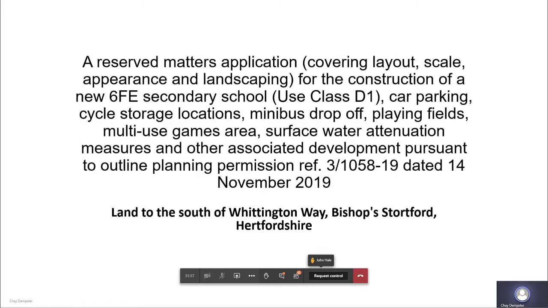The application site was within the Metropolitan Greenbelt prior to the adoption of East Herts local plan or district plan in 2018, and the site was allocated for development of up to 750 homes, employment land, schools, so employment use and other related development. And sustainable drainage. So policy BISH 5 of the East Herts local plan requires development of a master plan for Bishop Stortford South to be prepared collaboratively with key stakeholders, and that was adopted by East Herts Council in 2019.